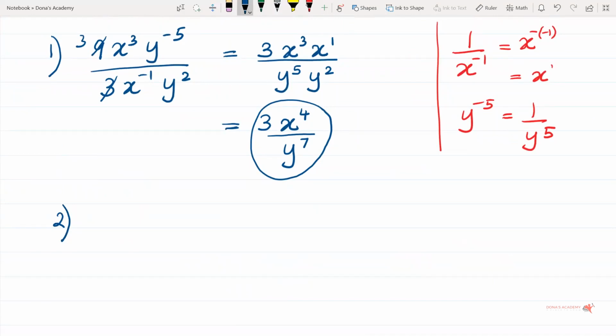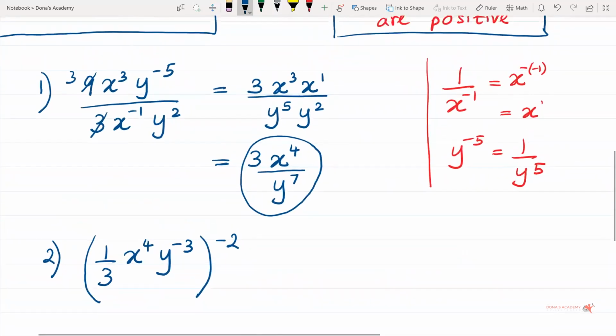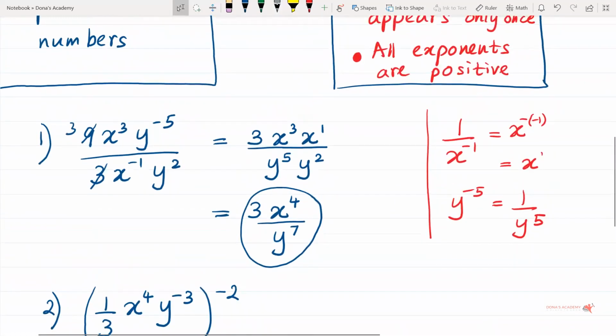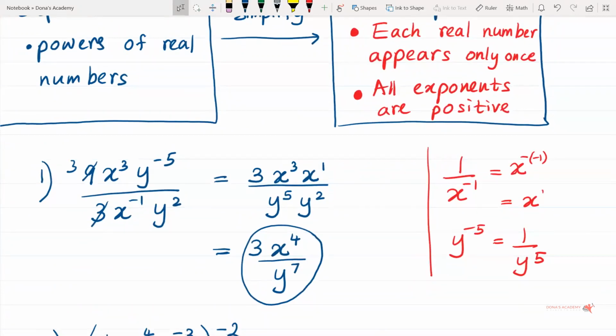My second example is 1 divided by 3, x to the power 4, y to the power negative 3, whole thing to the power negative 2. Alright, so let's first check the conditions for the original expression. If it is already simplified, then we don't have to do anything, right? So let's check it for this original expression.